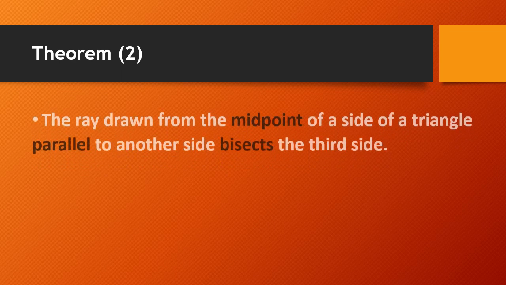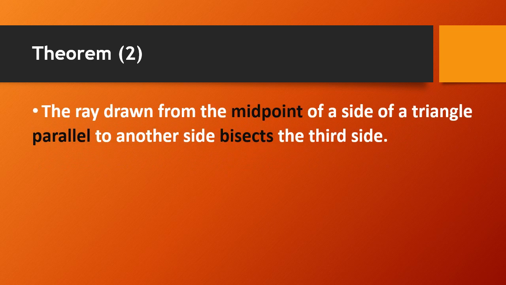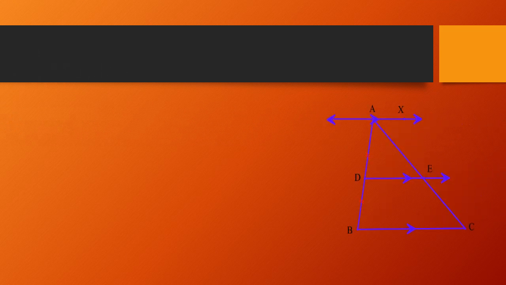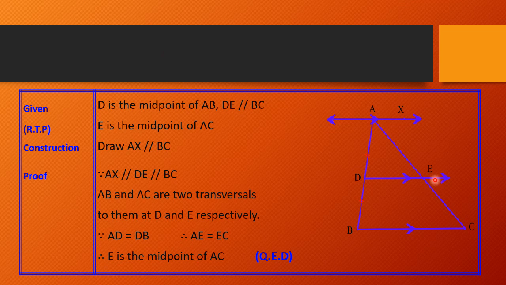Theorem 2. The ray drawn from the midpoint of a side of a triangle parallel to another side bisects the third side. In the opposite figure, D is a midpoint of AB and DE is parallel to BC. RTP: E is a midpoint of AC. So we will make a construction: AX is parallel to BC.